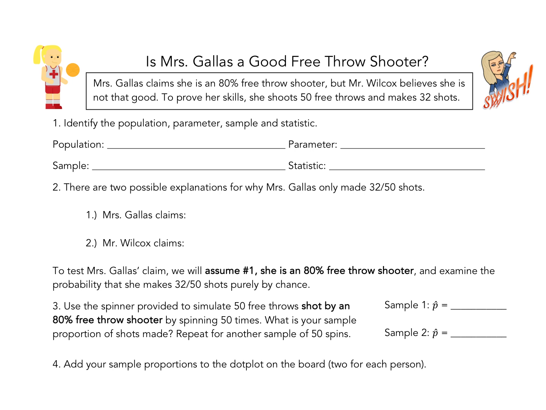So here's the example. Now, we don't know these people, but just go with me. You guys all have this open? Yeah? Okay, Mrs. Gallus claims that she's an 80% free throw shooter, but Mr. Wilcox believes she's not actually that good. So to prove her skills, she shoots 50 free throws, and she makes 32 of the shots. I'm going to do the top part with you. So we're going to do the top part together, and then you all are going to jump in here at number 3. So our population is going to be all possible free throws.